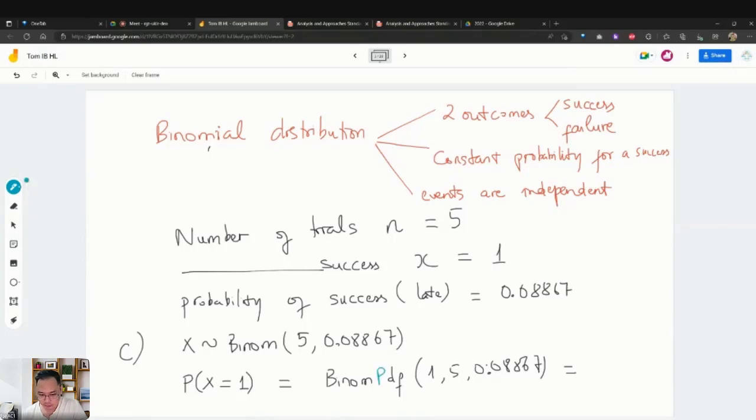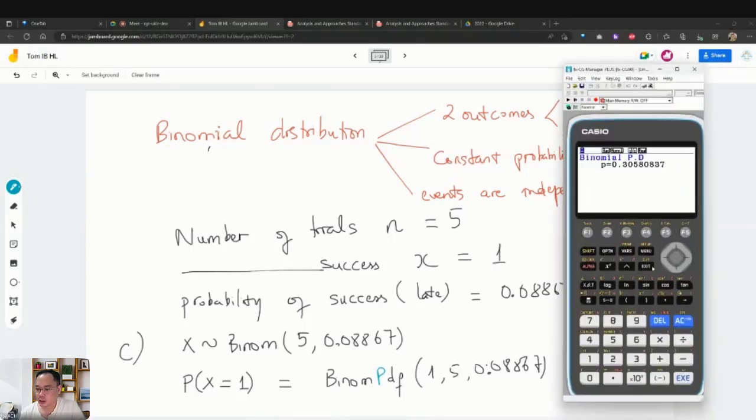Okay, change that. At least 1 day means we take the sum of all the probabilities that she is late for 1 day or 2 days or 3 days or 4 days or even 5 days among the 5 days going to work. So change that: distribution, binomial CDF. Lower value is 1, upper value is 5, number of trials is 5, and this is the probability. Execute.